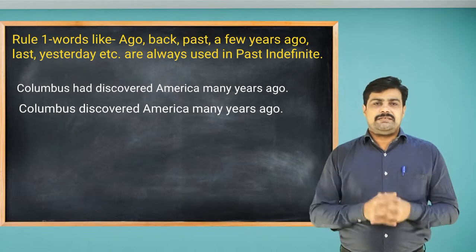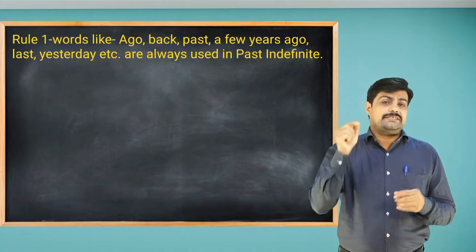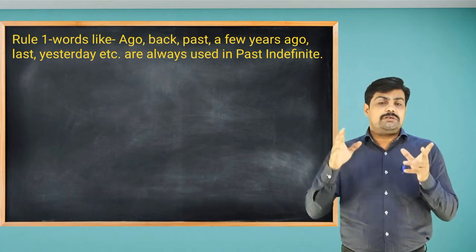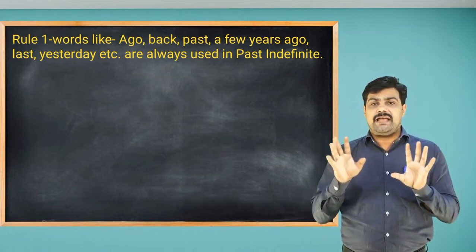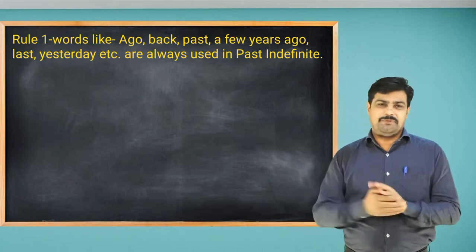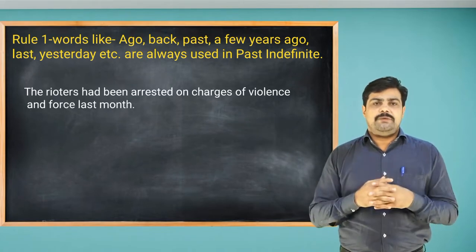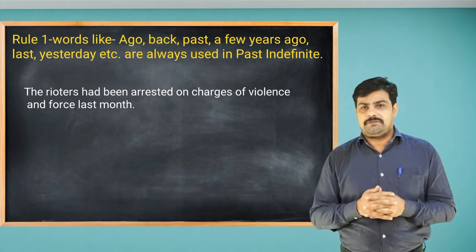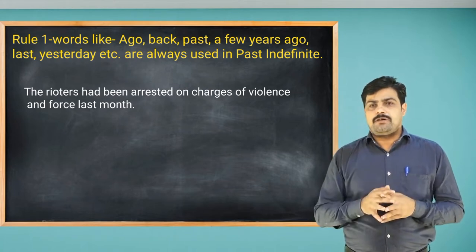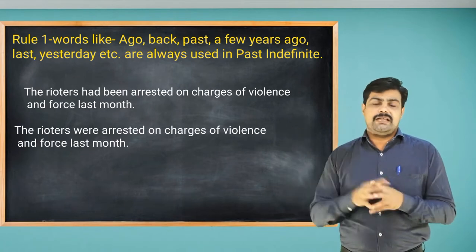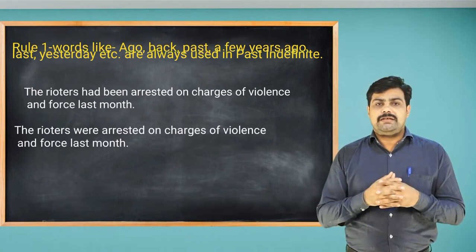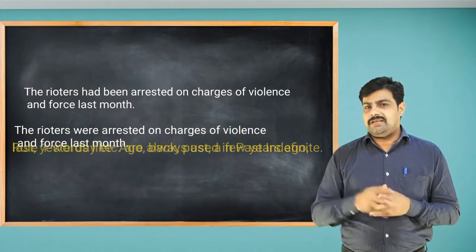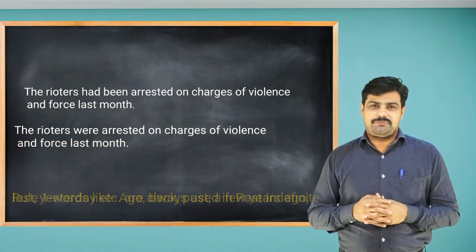Let's take another sentence. Sometimes voice is changed. Remember, voice is changed and students are again confused to find the error. See this example. The writers had been arrested on charge of violence and force last month. The sentence is wrong. So the correct sentence is here. The writers were arrested on charge of violence and force last month. It is the correct sentence now.